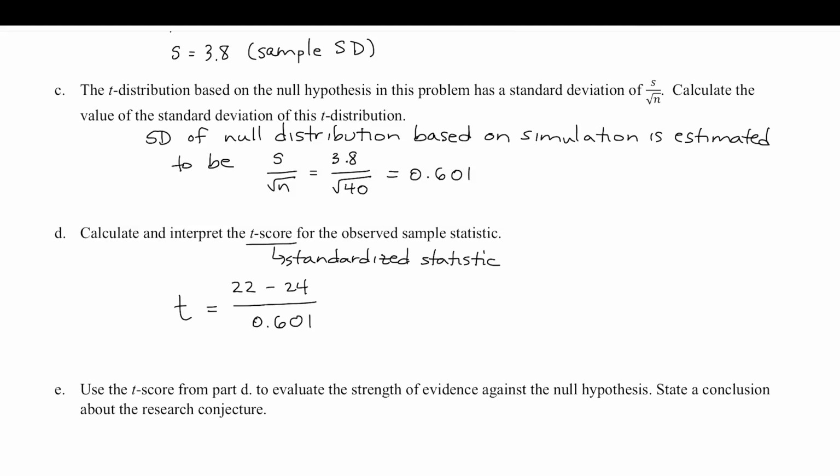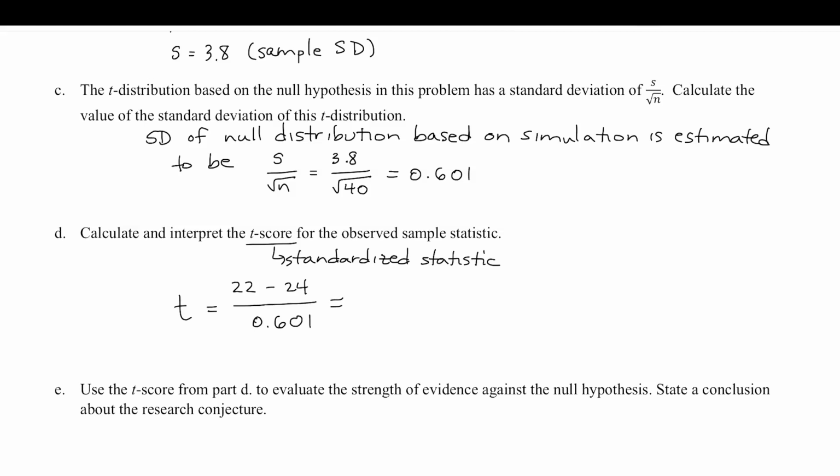Here's a very, very common student mistake: instead of putting 0.601 in the denominator here, to put 3.8. 3.8 is not the right standard deviation for this formula. 3.8 is the standard deviation of the sample, and 0.601 is the standard deviation of the null distribution, and that's the standard deviation that we need in this case.